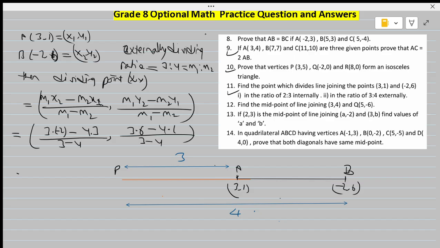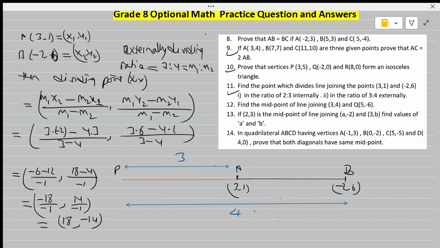Now let's go for making the calculation. 3 into minus 2 is minus 6, minus 12, by minus 1. 3 into 6 is 18, minus 4 into 1 is minus 4, and minus 1. So minus 18 minus 12 is minus 18 by minus 1, and 14 by minus 1. So minus by minus is plus, so 18, and 14 by minus 1 is minus 14. So the externally dividing point we got is 18 comma minus 14. Therefore the externally dividing point is equal to 18 comma minus 14.